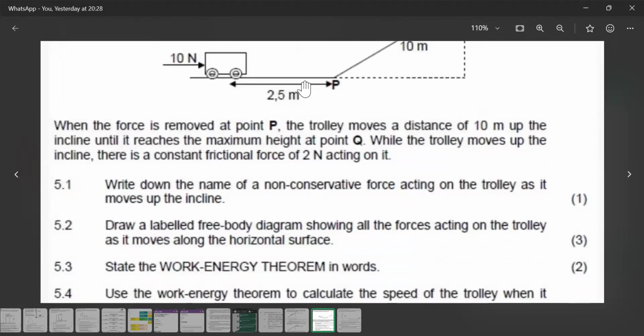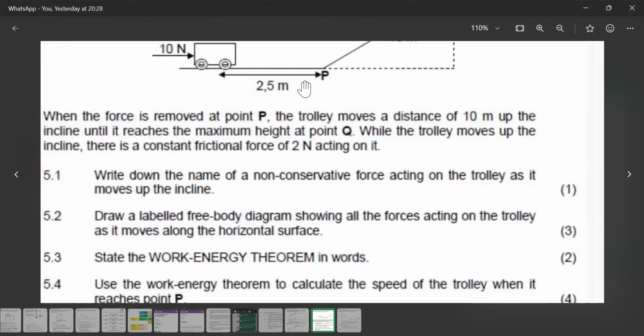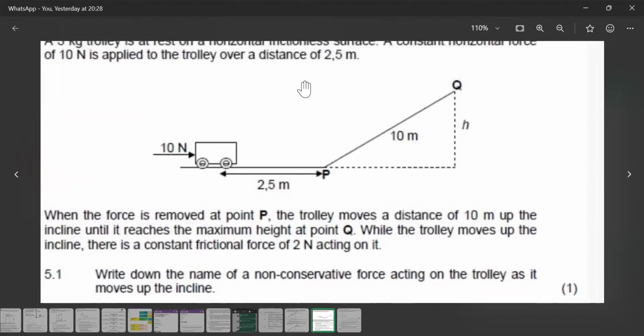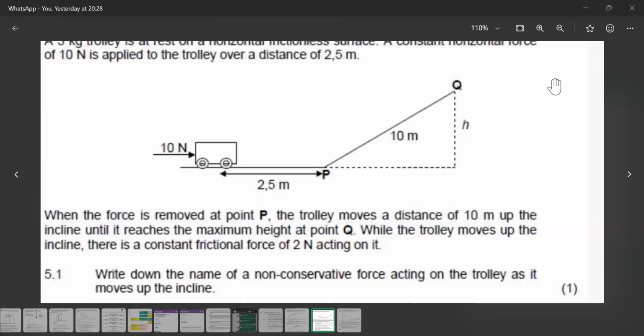Now, the first question says, write down the name of the non-conservative force that is acting on the trolley as it moves up the incline. So yeah, we know that it's the frictional force, which is the non-conservative.